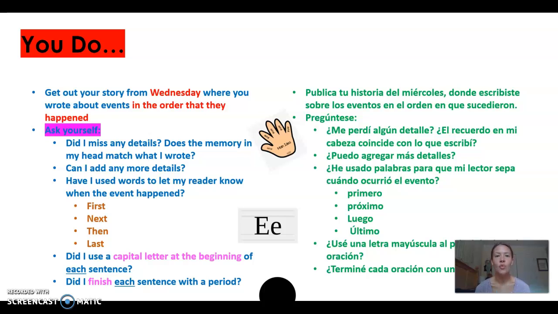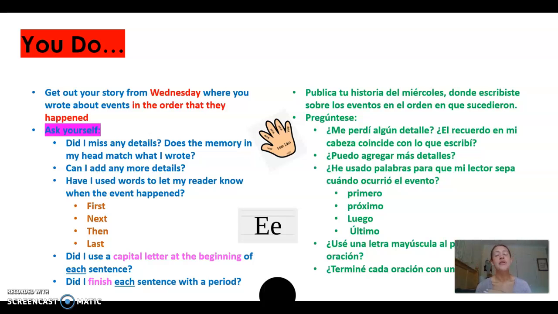So those sequencing words. First this happened, next this happened, after that this happened. We want to make sure that our story is organized and we're telling the story in order the way that it happened so our reader can really know what's going on.